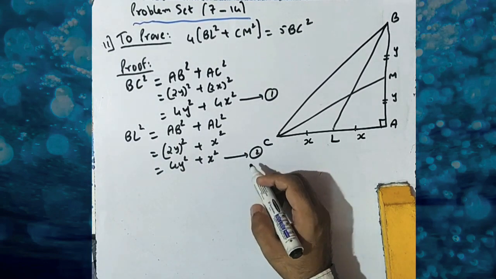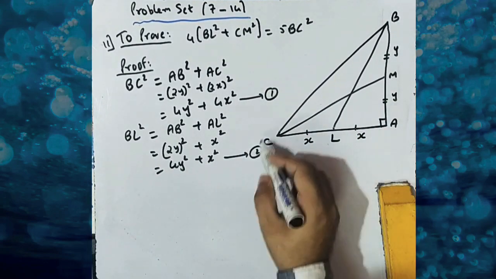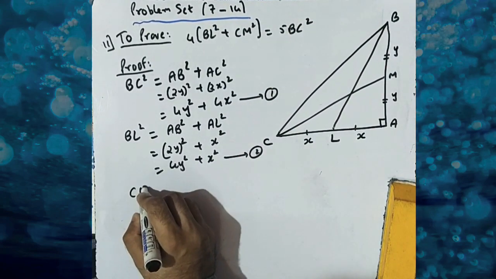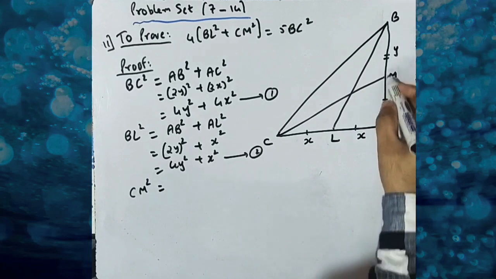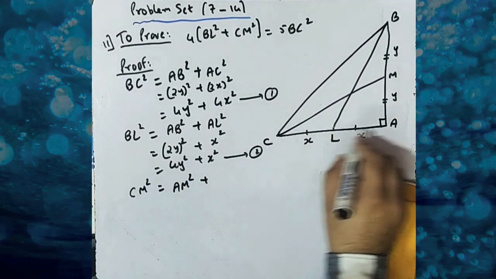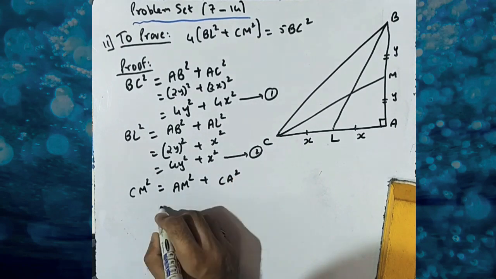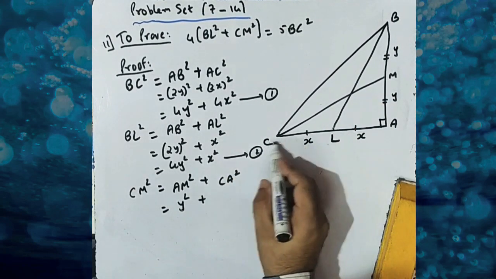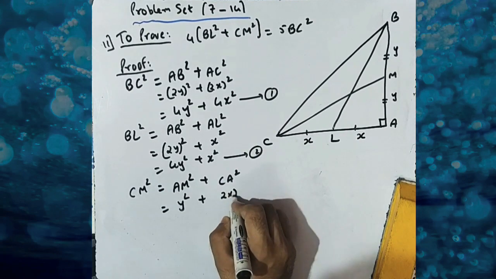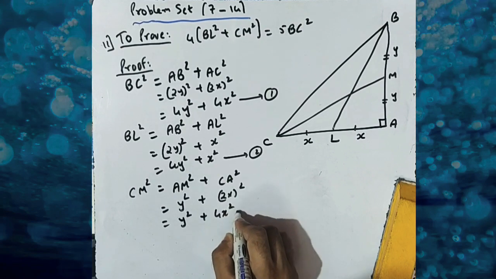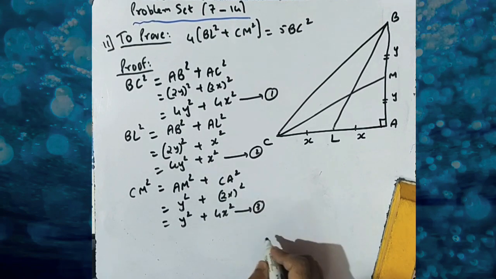Now in right angle triangle MAC, by Pythagoras theorem, CM square is equal to AM square plus CA square, is equal to, in the place of AM will come y, in the place of CA will come 2x the whole square, which will become y square plus 4x square, statement number 3.